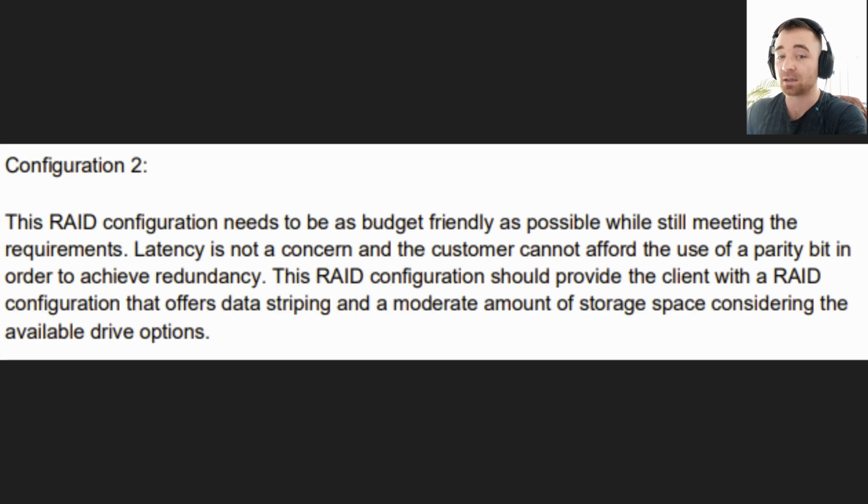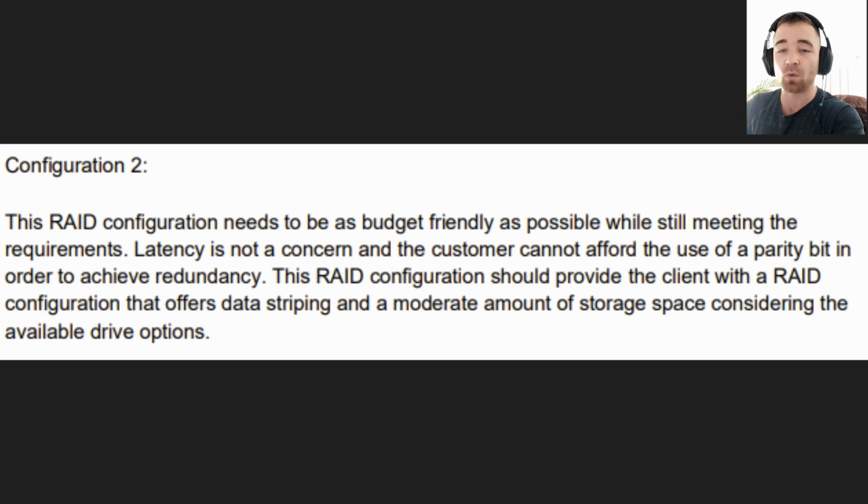So, the configuration that we need to configure is the following. This RAID configuration needs to be as budget-friendly as possible while still meeting the requirements. Latency is not a concern, and the customer cannot afford the use of a parity bit in order to achieve redundancy. This RAID configuration should provide the client with a RAID configuration that offers data striping and a moderate amount of storage space considering the available drive options. Feel free to pause and have a read of that again if you need to.